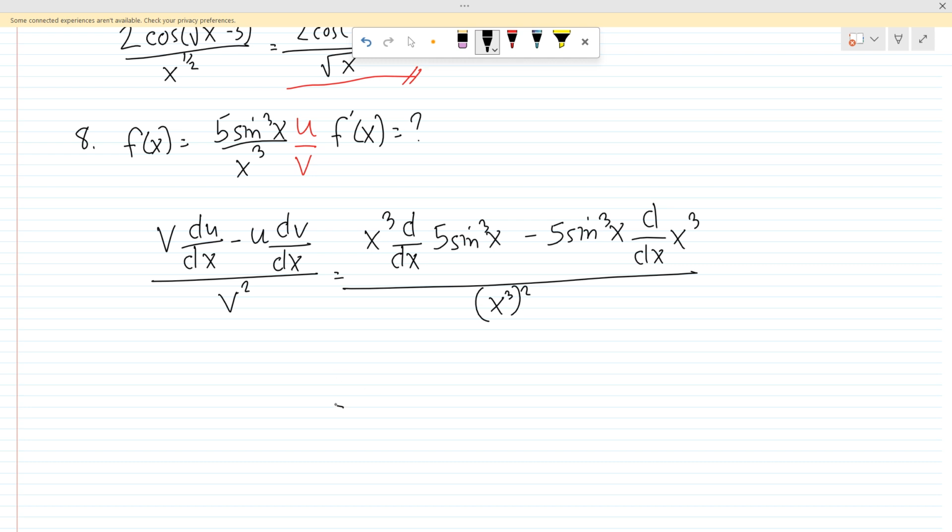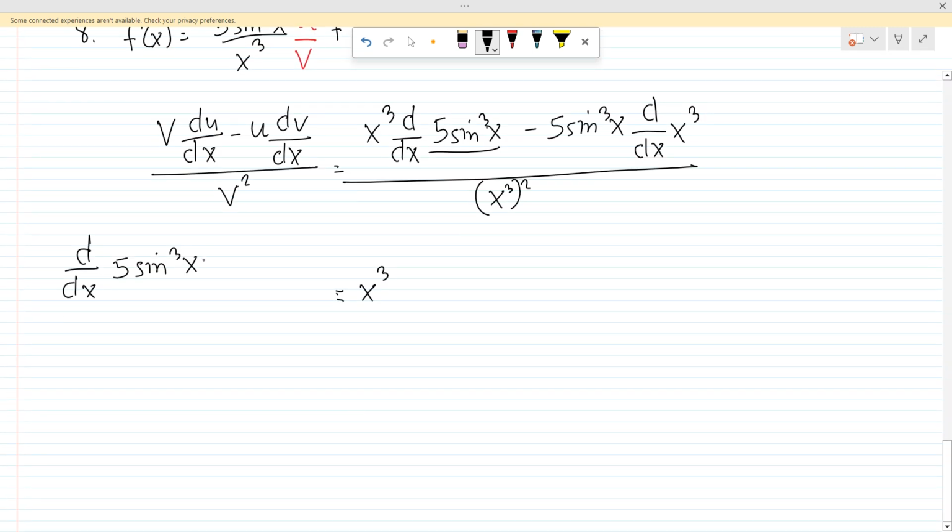Okay, let's start with our first term in the numerator. So we have x cube. Then, what is the derivative of 5 sine cube of x with respect to x? Let's take it one at a time. So, d over dx of 5 sine cube of x. Basically, what are you going to use here? Power rule, sir. Okay, power rule. So this one multiplied, so we have 15 sine squared of x.